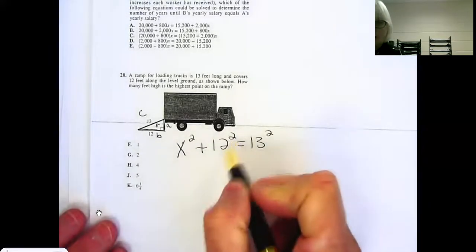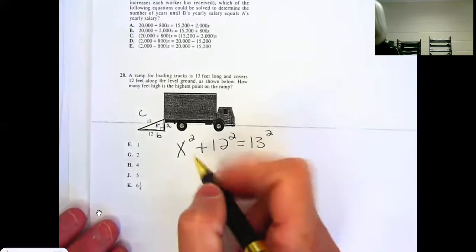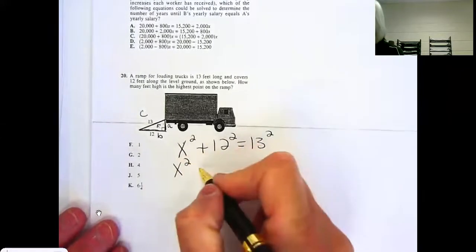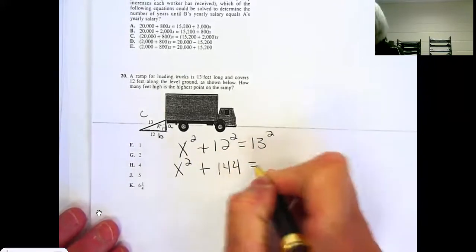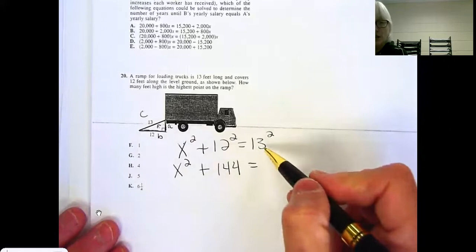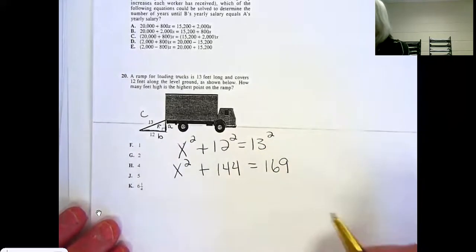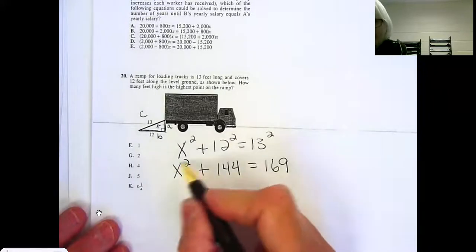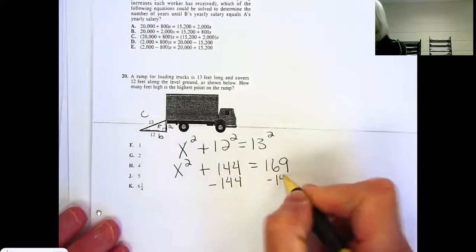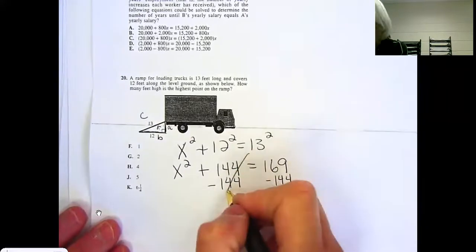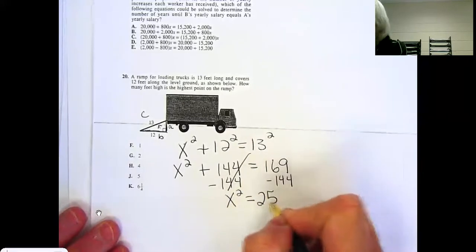Squaring just means take this number and multiply it by itself. So this would be x squared plus 12 times 12. You are allowed a calculator on the ACT. 13 times 13 is 169. Then we need to isolate x, so we subtract the 144. What we do on one side, we must do on the other. It goes away here, and once we do the math, we get x squared is 25.